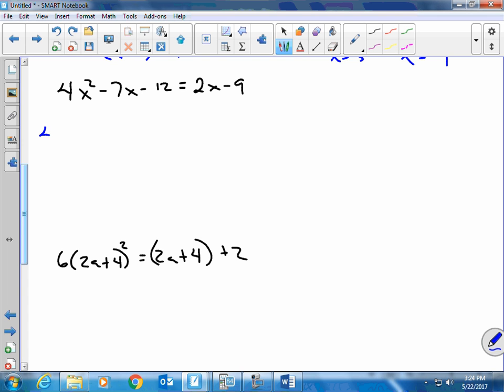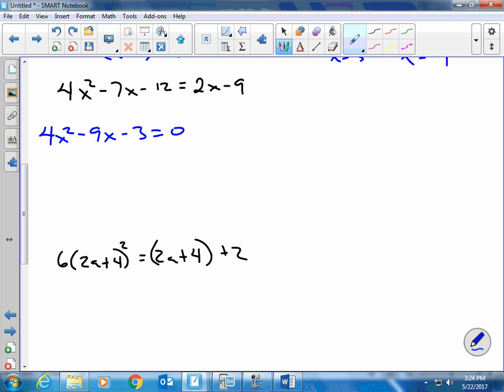Leave the 4x squared alone. Subtract 2x gives me a negative 9x. Add 9, and I get a minus 3. Sorry, I got a little dot there I don't want. All right, I have an equation set equal to 0.